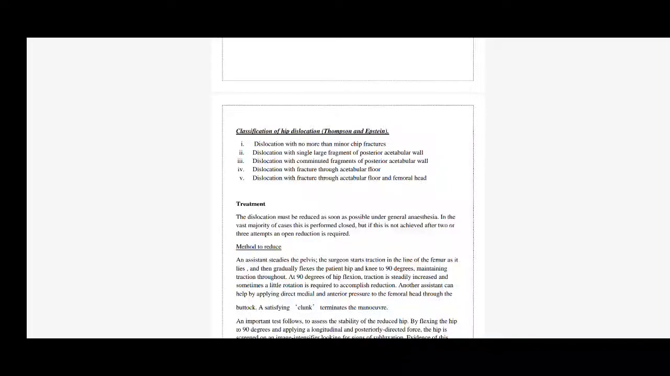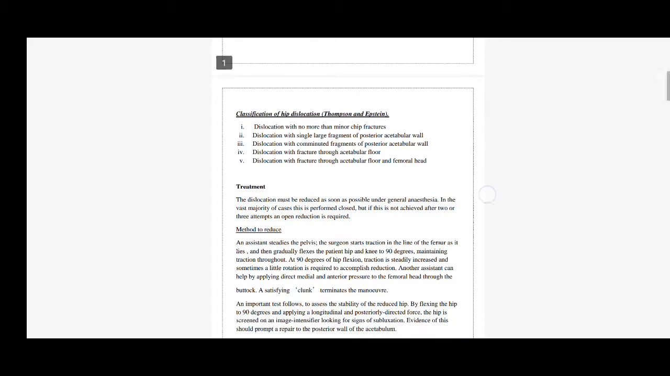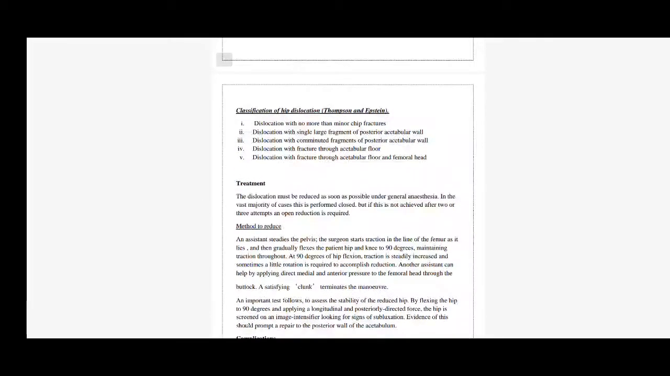This classification will guide the type of management and the future of the treatment, and also will guide the complications that may occur, including degenerative osteoarthritis and avascular necrosis.